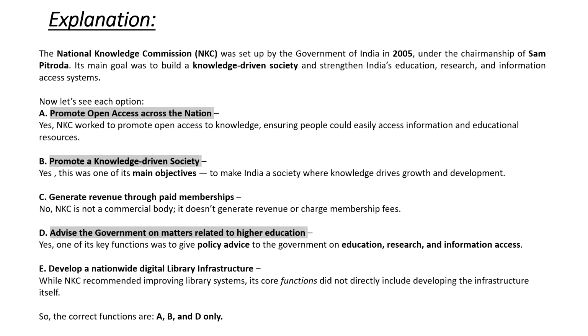Next option is generate revenue through paid memberships. NKC is not a commercial body. It doesn't generate revenue or charge membership fees. Next option is advise the government on matters related to higher education. One of the key functions of NKC was to give policy advice to the government on education, research, and information access. Last option is develop a nationwide digital library infrastructure. NKC recommended improving library systems. Its core function did not directly include developing the infrastructure itself. So the correct functions are A, B, and D only.